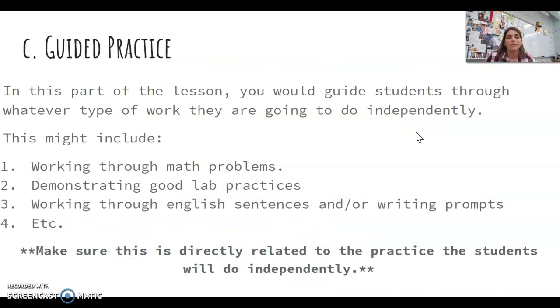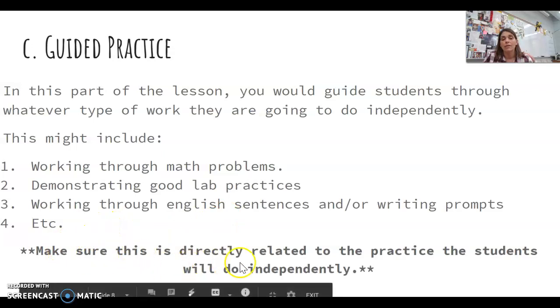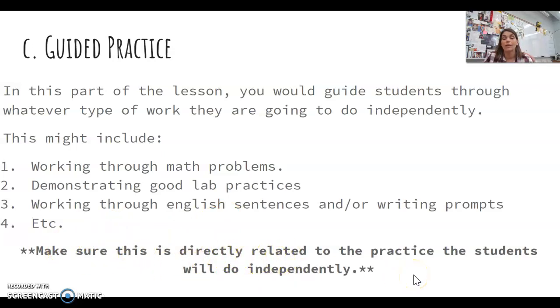In the guided practice part of your lesson, you would guide students through whatever type of work they're going to do independently. You may work together through math problems. You may demonstrate good lab practices. You may work through English sentences or an example of a writing prompt. Just make sure that this is directly related to the practice students will do independently.